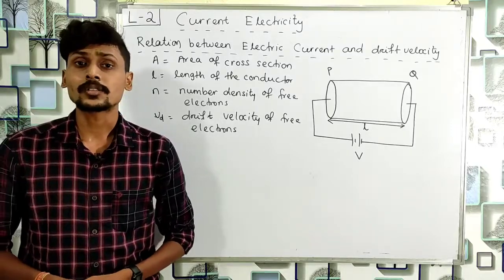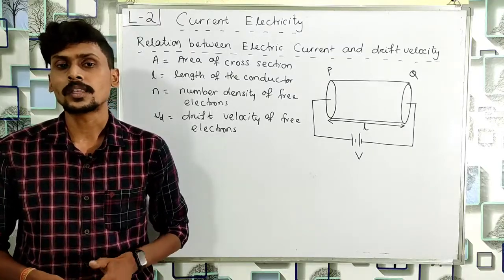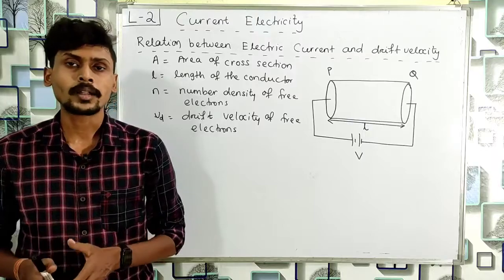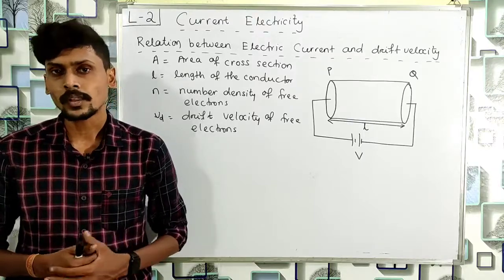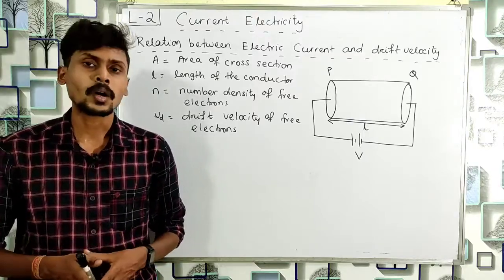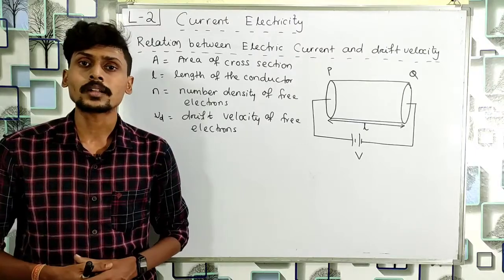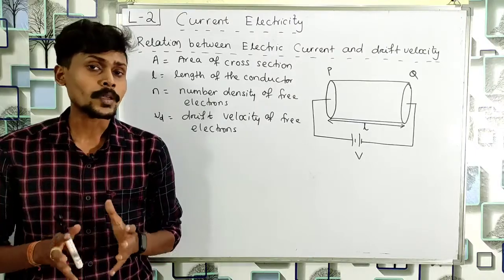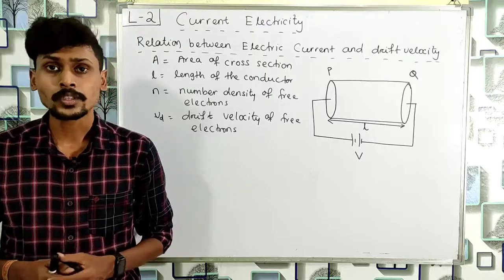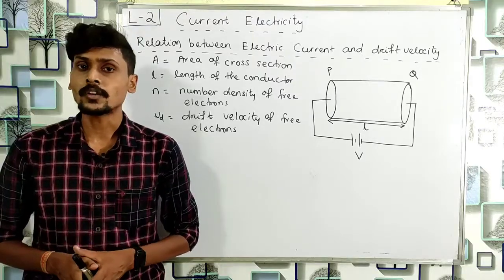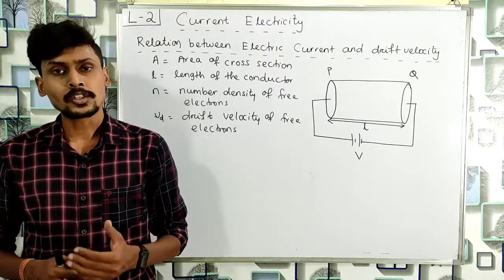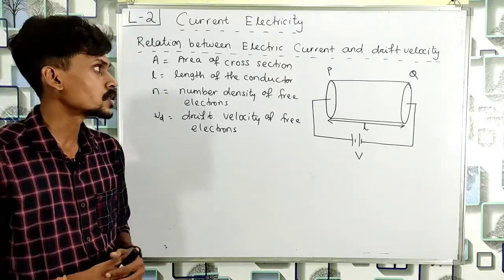So students, in lecture number 1 we had discussed what is the meaning of electric current, how to calculate electric current, what is the unit of electric current, and then we had discussed the mechanism of flow of electric current through a conductor. And in that topic we had discussed a new term which is known as the drift velocity of electrons. So students, in this lecture we will discuss this new topic.